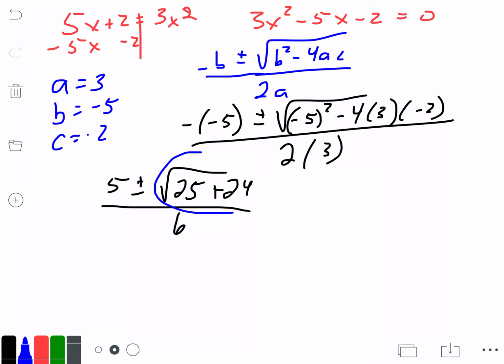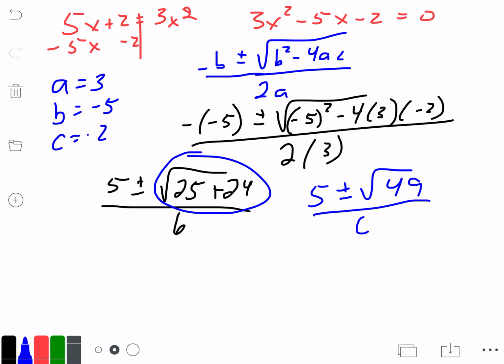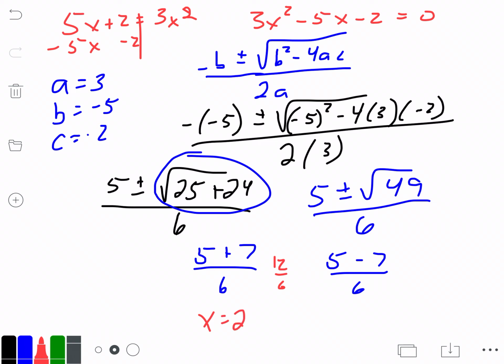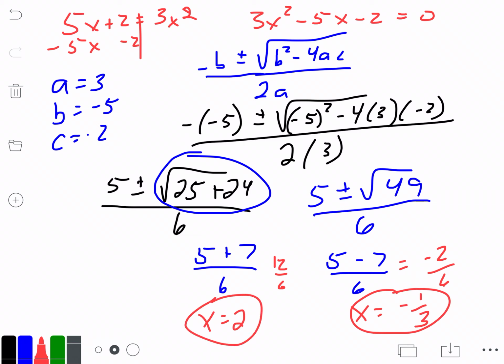Now we have to simplify what's inside here, which is going to be 49. So 5 plus or minus the square root of 49, divided by 6. The square root of 49 is a perfect square, so that's going to be 5 plus 7 over 6, and then 5 minus 7 over 6. 5 plus 7 is 12, 12 divided by 6, so x equals 2. Now this one, 5 minus 7, negative 2 over 6, negative 1/3. So those are your answers for number 2 on the Your Turn.